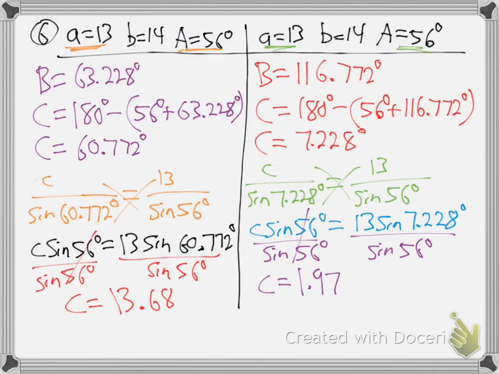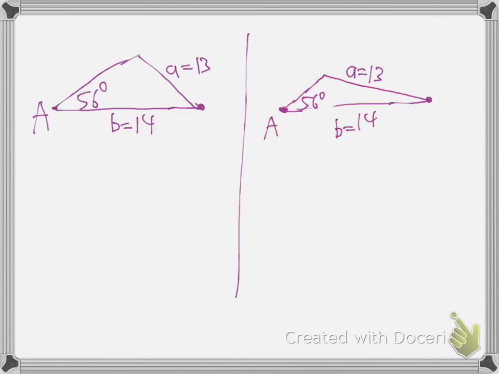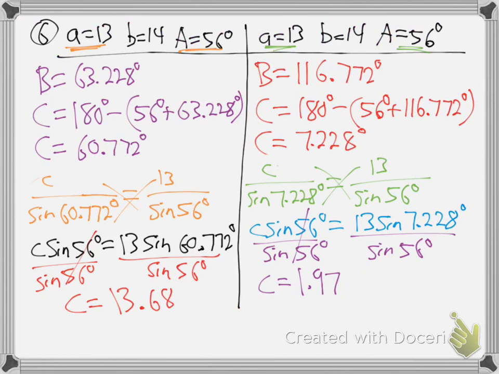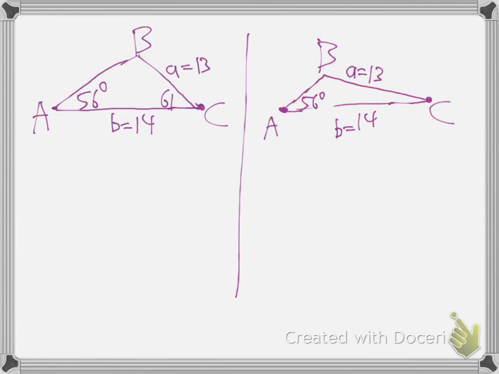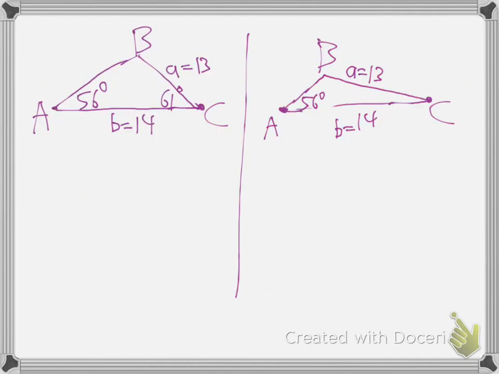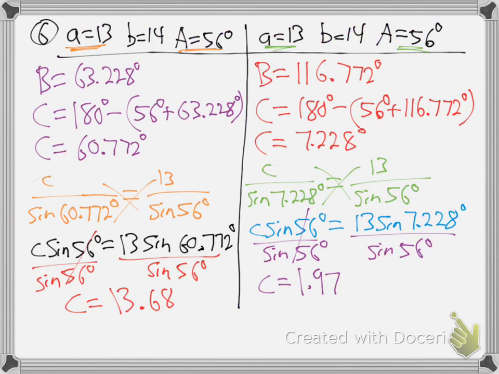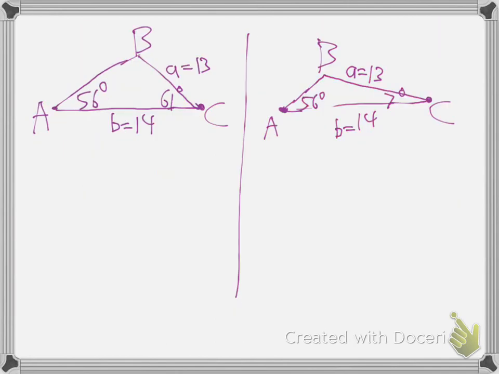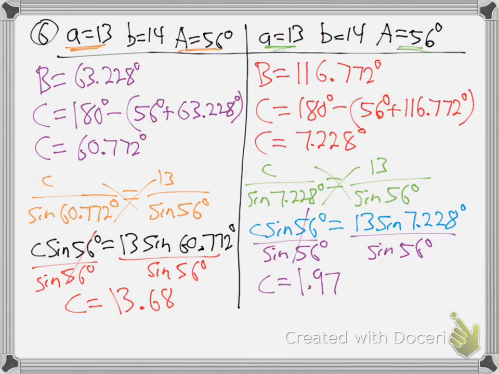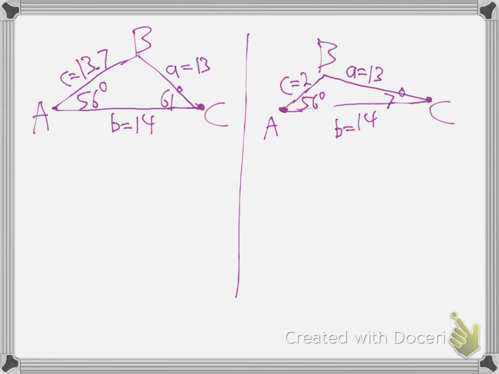See, those parts are all the same, and the parts that are different is C is 61. C is 61. This is C here. What was C? 61 degrees on that one. On the other one, it is 7 degrees. See, it's real tiny here. 7 degrees. And then side c is 13.7. So 13.7 there. That's little c. And the other one is only 1.2.